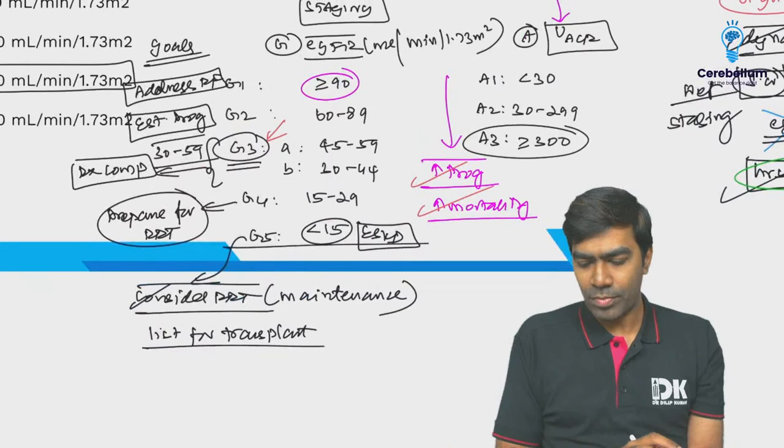The prognosis is very poor. Once you develop this, usually it is a marker of very high mortality. The mortality rates are going to exceed 60% in the next 1 year. So it's not a very good condition to get.